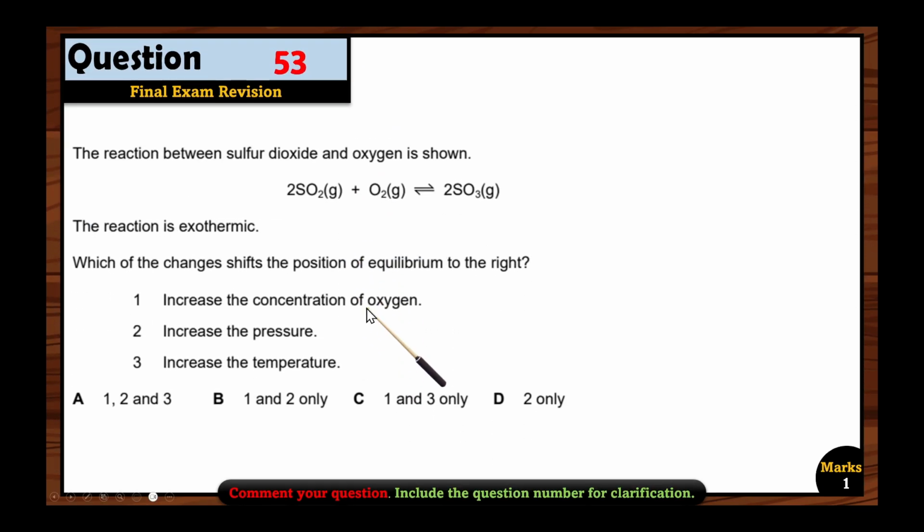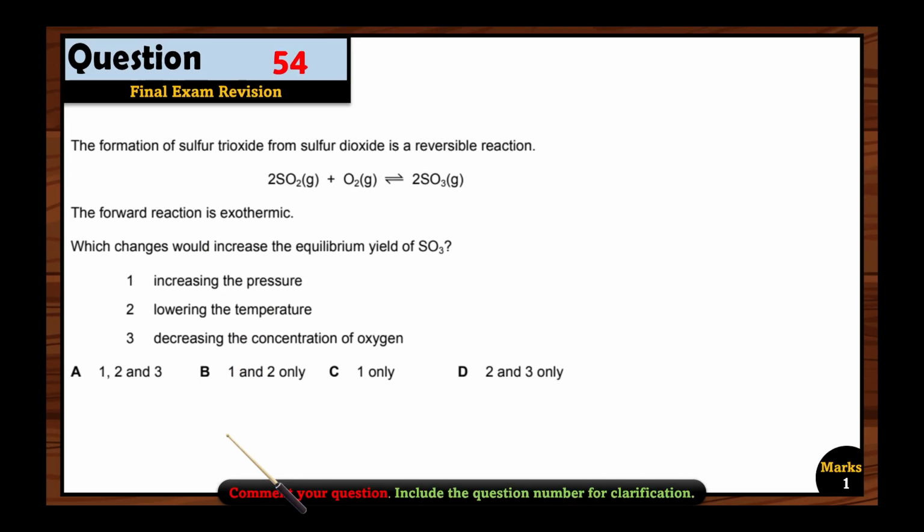53. Okay, again the reaction is exothermic. Which of the changes shifts the equilibrium to the right? Right means we will get more sulfur trioxide. Increasing the concentration of oxygen: yes, if you increase the reactant, you will get more product, and the product is on the right. Increasing the pressure: yes, it will also favor the side that is less in number, so SO3 is less in number. Increasing the temperature is wrong, because exothermic is not favored by high temperature. So options 1 and 2 are the only right options. That is option B.